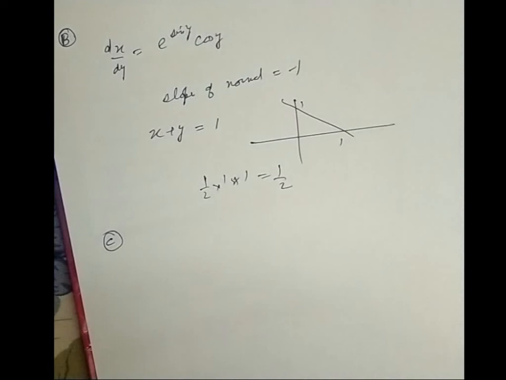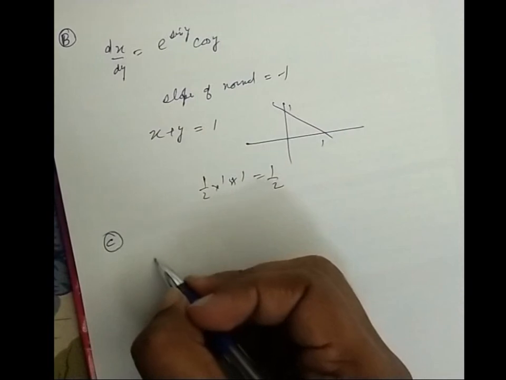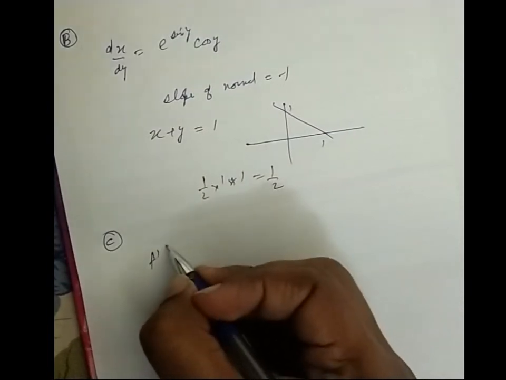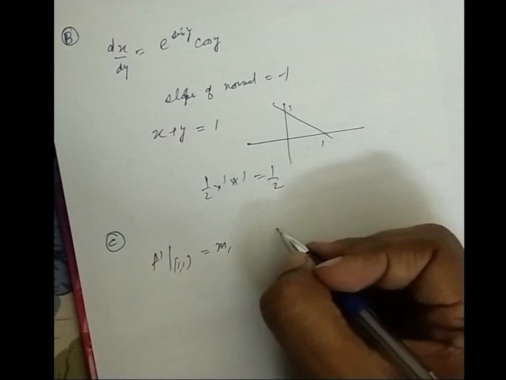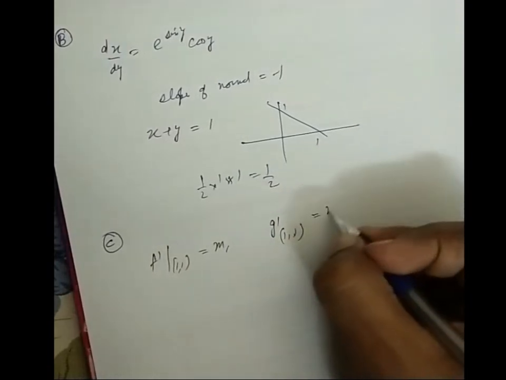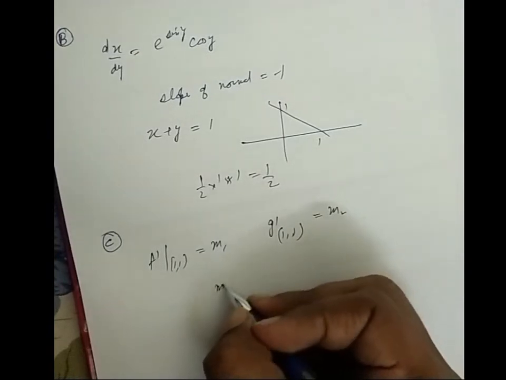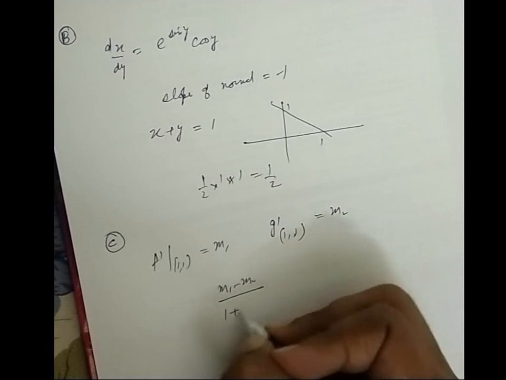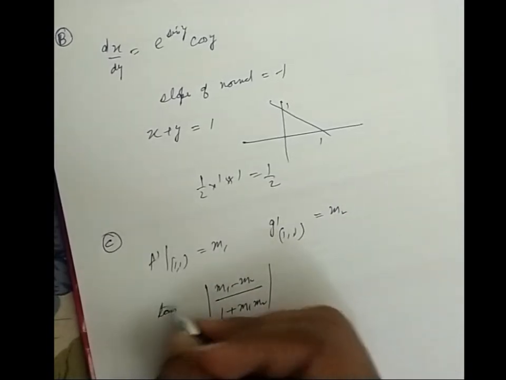If the angle of intersection of the curves at the point is theta, then tan theta equals what? We calculate f dash at 1 comma 1, which would be m1, and g dash at 1 comma 1, which would be m2, and we can find the angle of intersection of these two curves as m1 minus m2 upon 1 plus m1 m2, which would be given by tan theta.